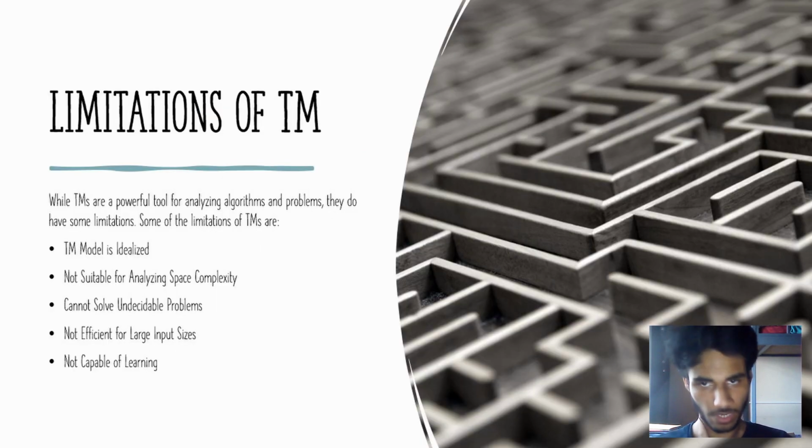Limitations of a Turing machine. While Turing machines are a powerful tool for analyzing algorithms and problems, they do have some limitations. Some of the limitations of the Turing machine are: the model is idealized, not suitable for analyzing space complexity, cannot solve undecidable problems, not efficient for large input sizes, and not capable of learning.